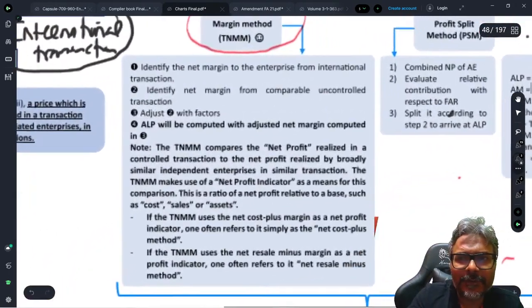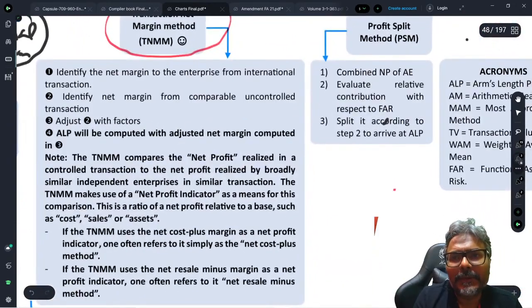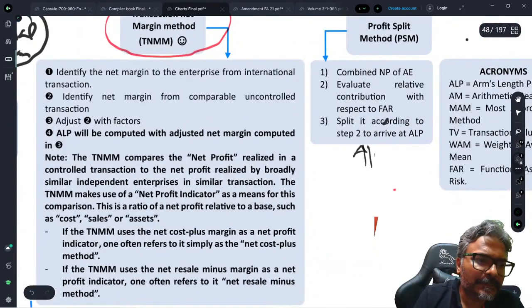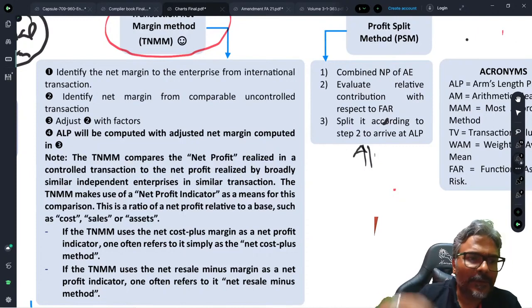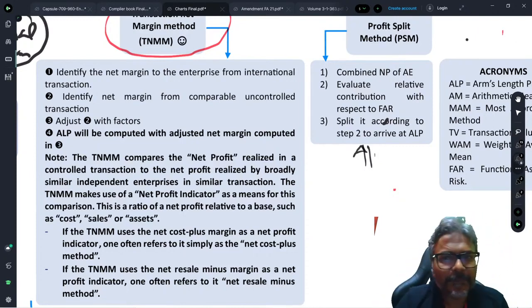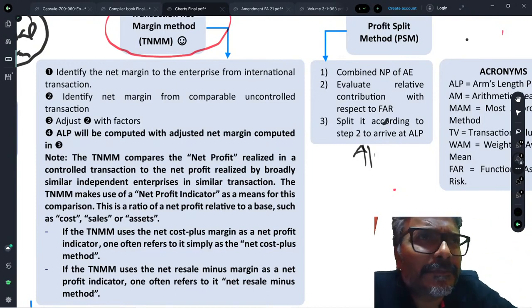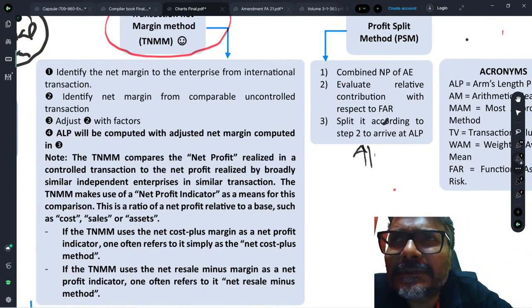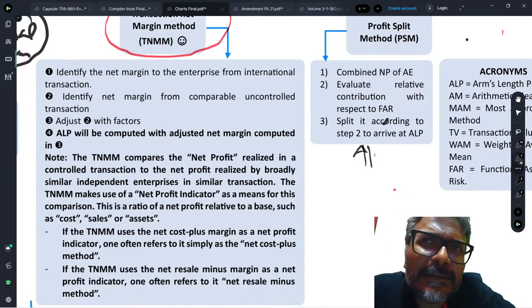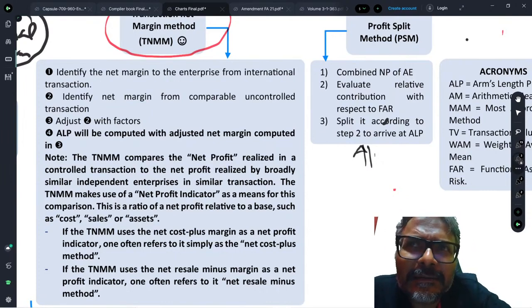So what we do, students, in the case of profit split method. Just like a joint venture is there, and in that joint venture, I, the Indian AE, also would have contributed, isn't it?